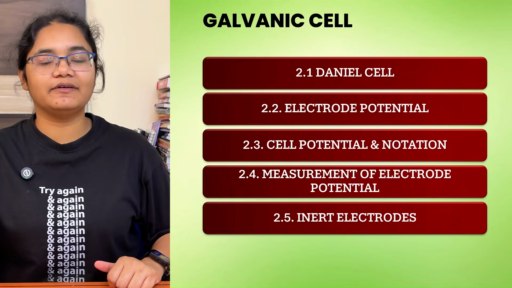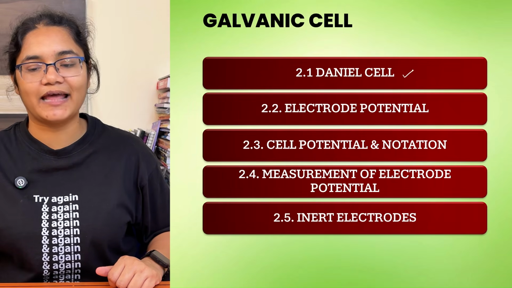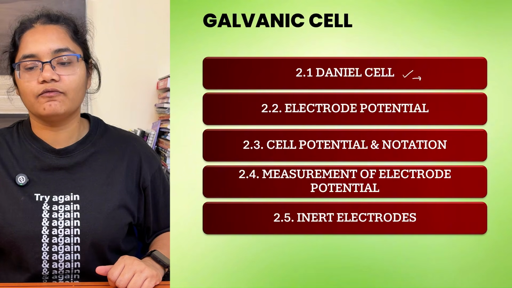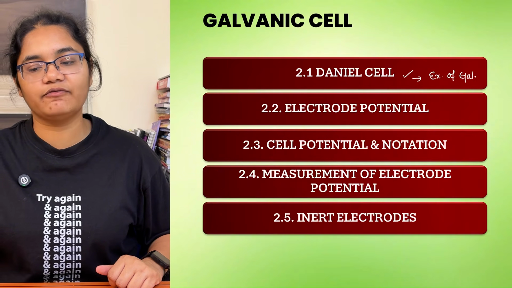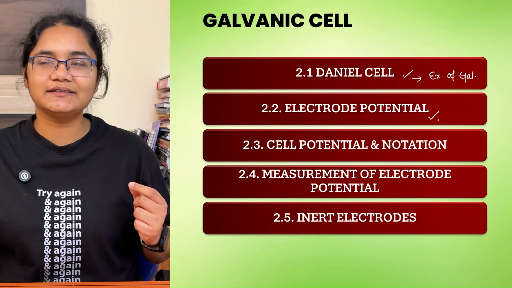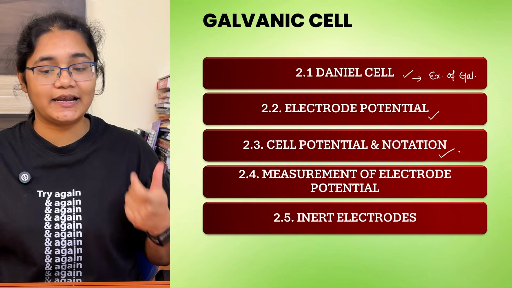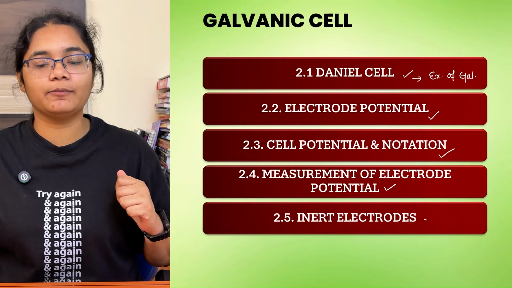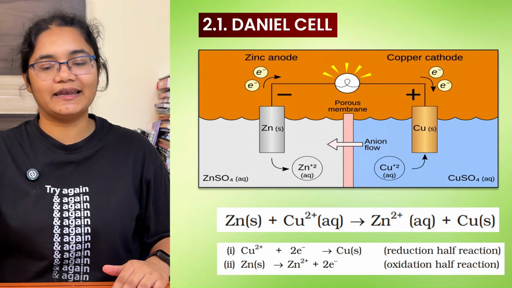Now let's move to the galvanic cell in detail. In the galvanic cell, first we will talk about the Daniell cell, which is one example of a galvanic cell. Then we'll talk about what is electrode potential, what is cell potential, how to write a cell notation, measurement of electrode potential and inert electrodes. So first let us start with the Daniell cell.